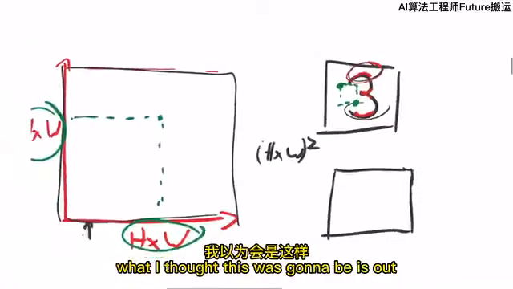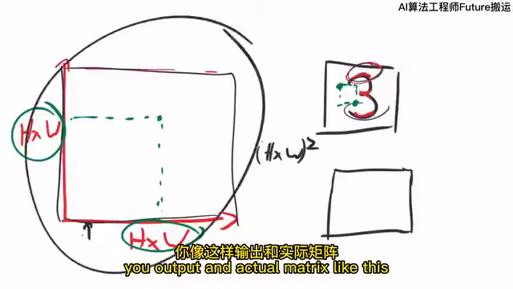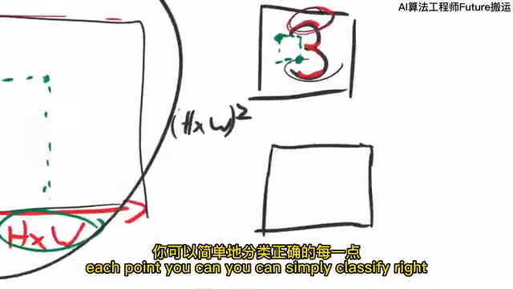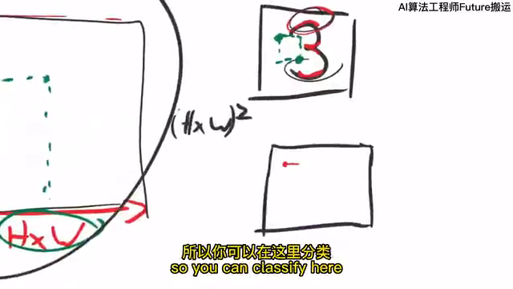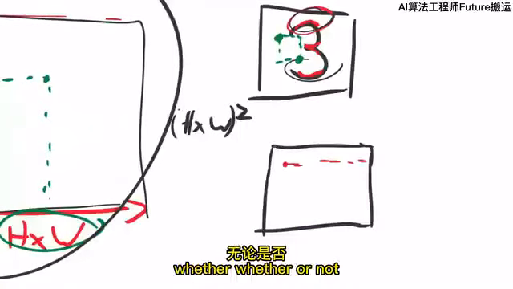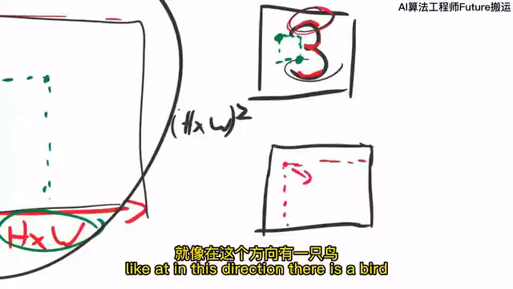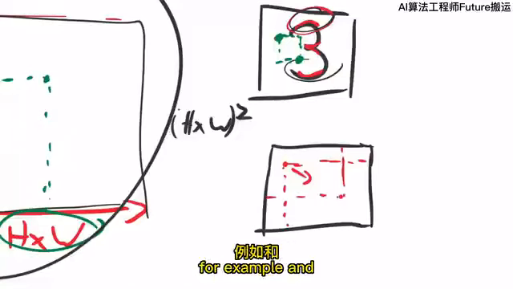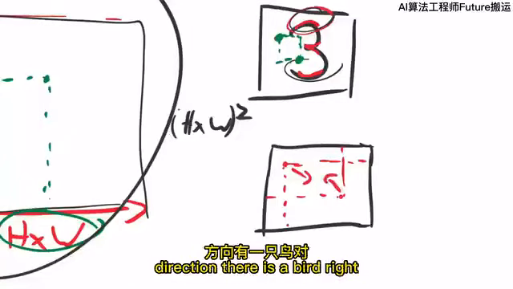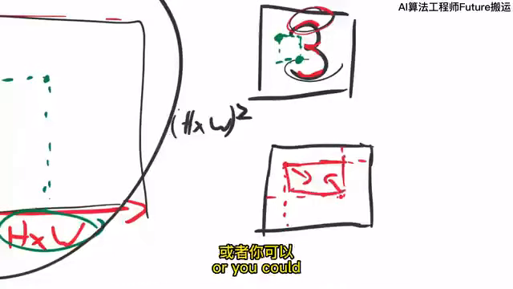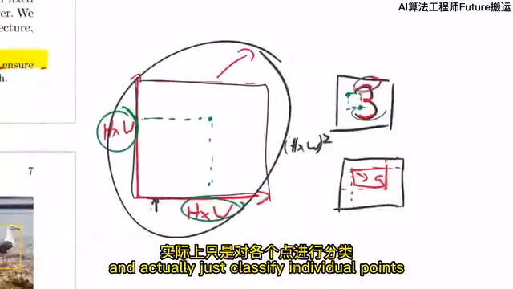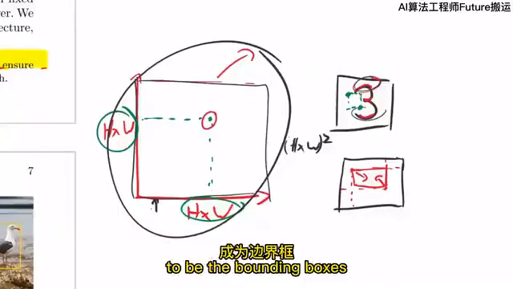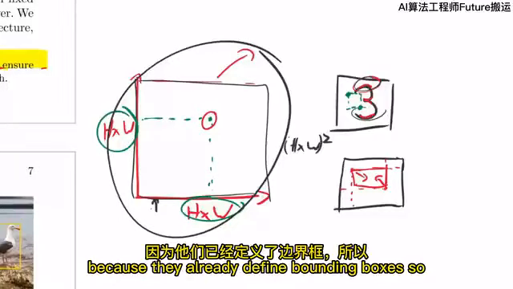So what I thought this was going to be is you output an actual matrix like this, and then each point you can simply classify, right? So you can classify here whether or not, in this direction there is a bird, right? And then if you have 2 points like this, for example, you also classify whether in this direction there is a bird, right? And this naturally defines a bounding box. Or you could take this matrix and actually just classify individual points in this matrix to be the bounding boxes, because they already define bounding boxes.